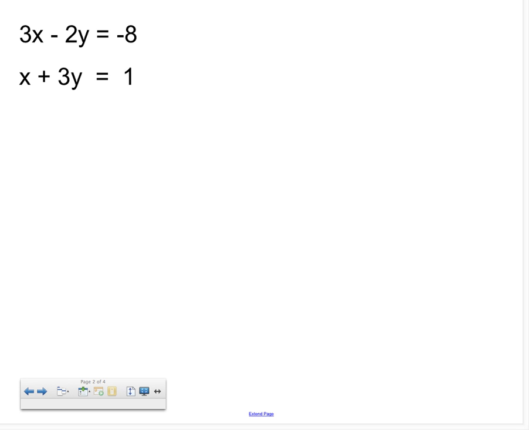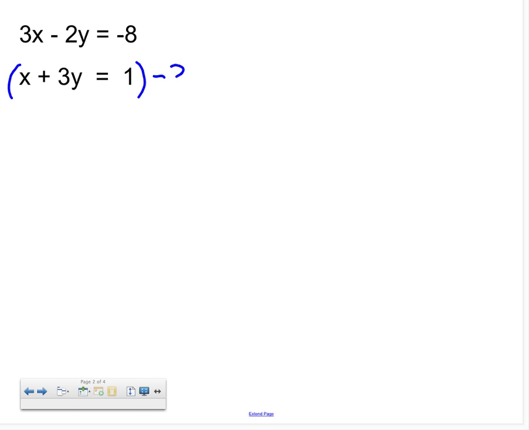So I'm going to look at this setup here. I'm going to say, well, this 3x and this 1x, those are pretty close to being cancelable. If that bottom x was a negative 3x rather than just a 1x, then I can go ahead and eliminate them because they would cancel. 3x and negative 3x would make 0. But it's not. So how do I change an x to be a negative 3x? Well, I multiply by negative 3 because negative 3 times x is negative 3x. So that's exactly what I do.